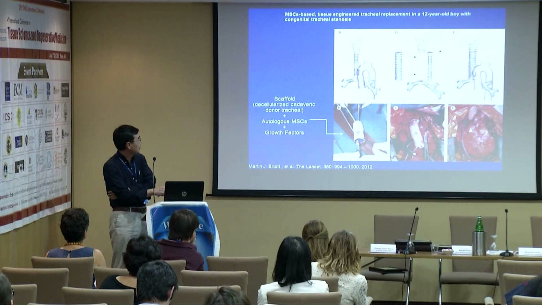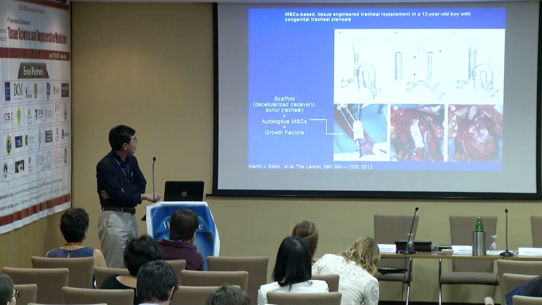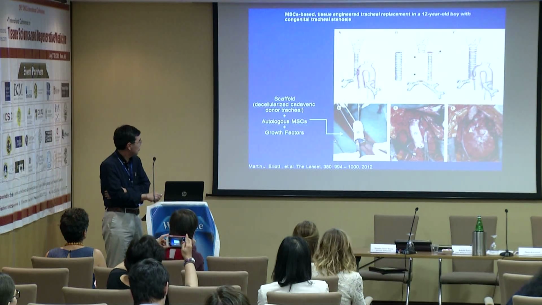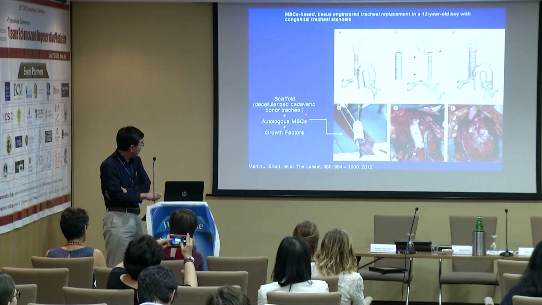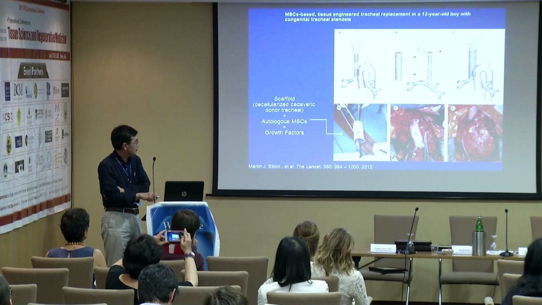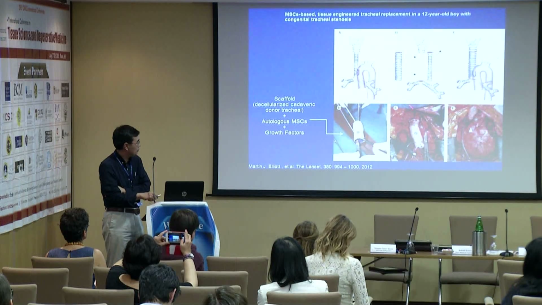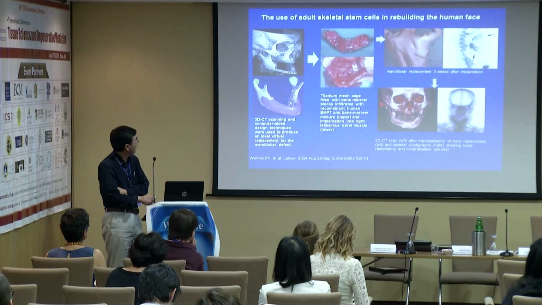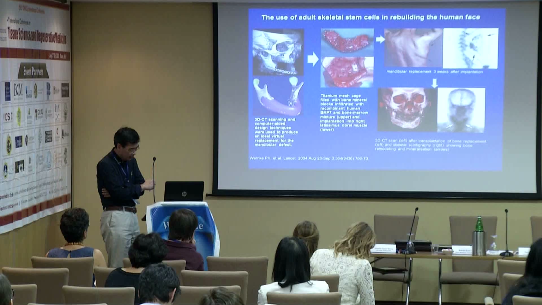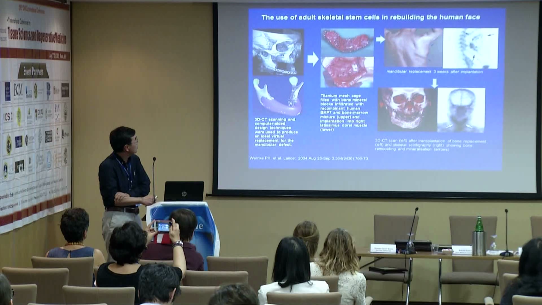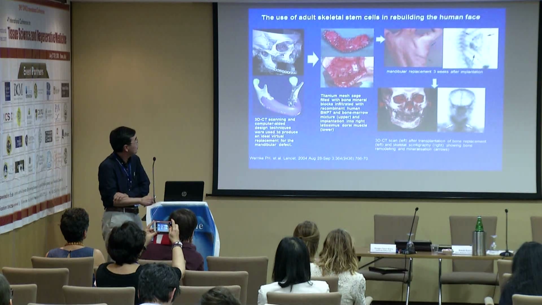That's an example of a European study showing the use of a decellularized tracheal airway tube. You put in autologous MSCs plus growth factor, which can produce this type of tube cartilage, and it was transplanted to the patient successfully. Another area for MSCs in tissue engineering is also a European study, which showed rebuilding the human face.